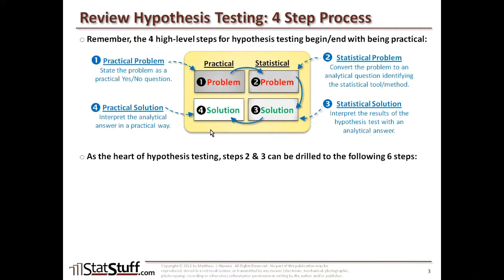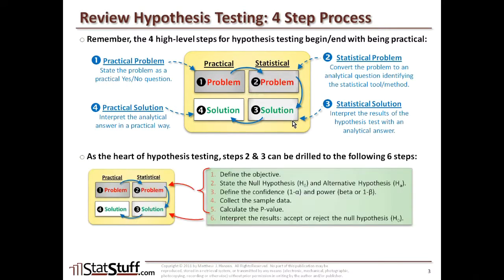And at the heart of doing the hypothesis testing, again, for steps 2 or 3, that's where we drill down to 6 additional sub-processes or sub-steps in order to figure that out. So it starts off with defining the objective. Then we want to state the null and the alternative hypotheses. Then we define the confidence level and the power levels based off of the alpha and beta risks that were identified. Collect the sample data, and we want to calculate the p-value. All these are part of building this statistical problem. And then once we've done that and run the test, then we interpret the results. This is going to be the point where we decide whether we're going to accept or reject a null hypothesis. This is what we'd follow when we want to go through the formal hypothesis testing.